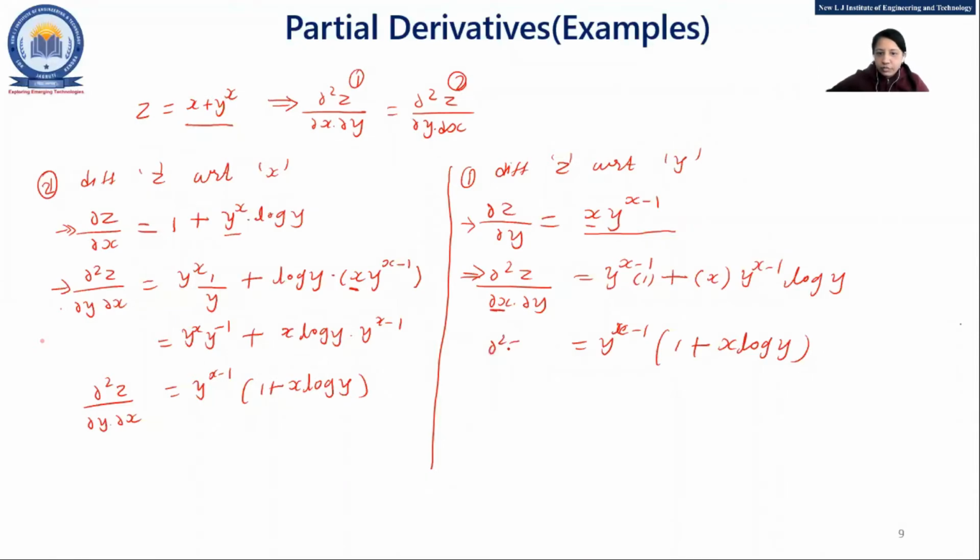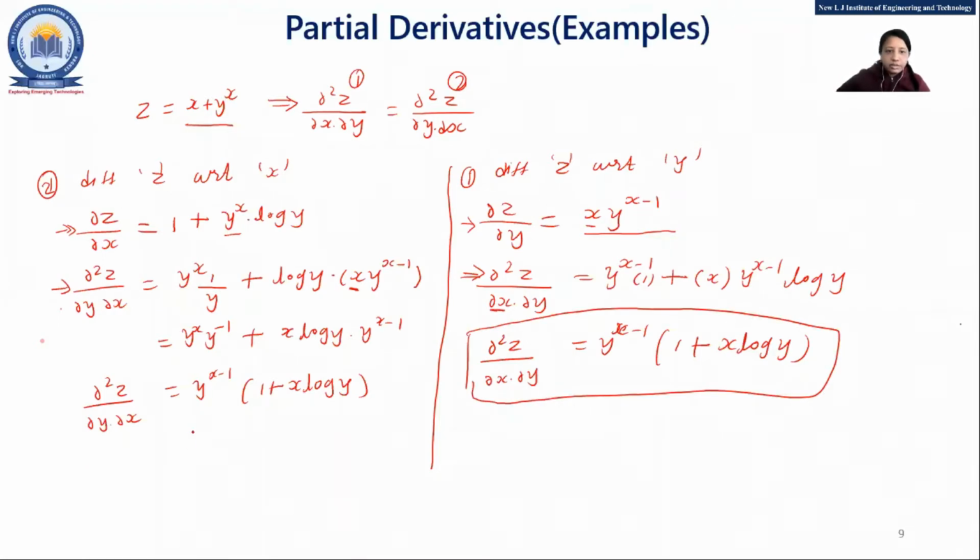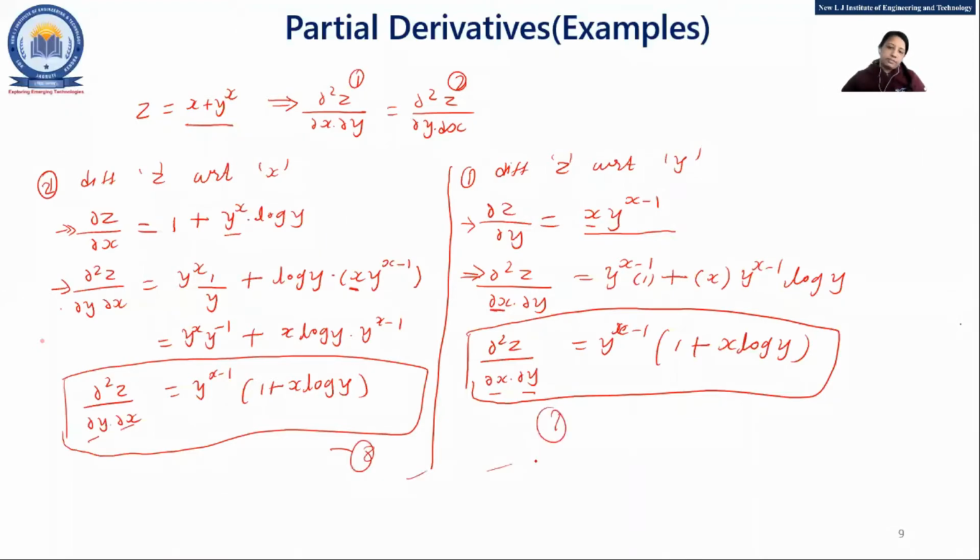So this is my answer for del square z upon del x into del y. This is also the answer of del square z upon del y into del x, and this is del square z upon del x into del y. The right sides of both are the same, so we can say that they are equal. So it's proved, right?